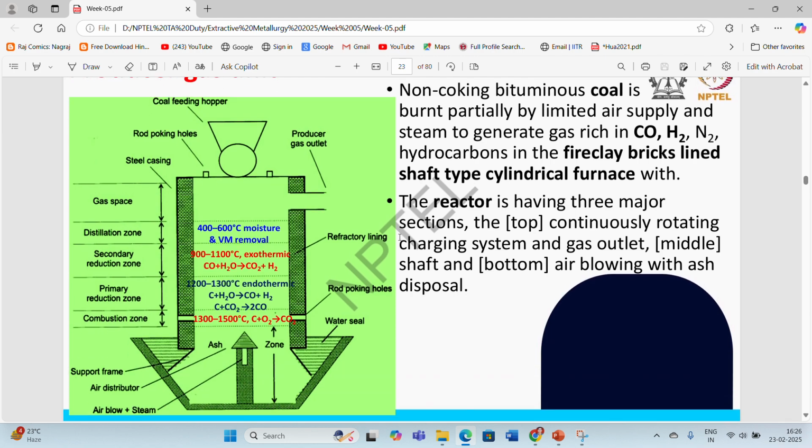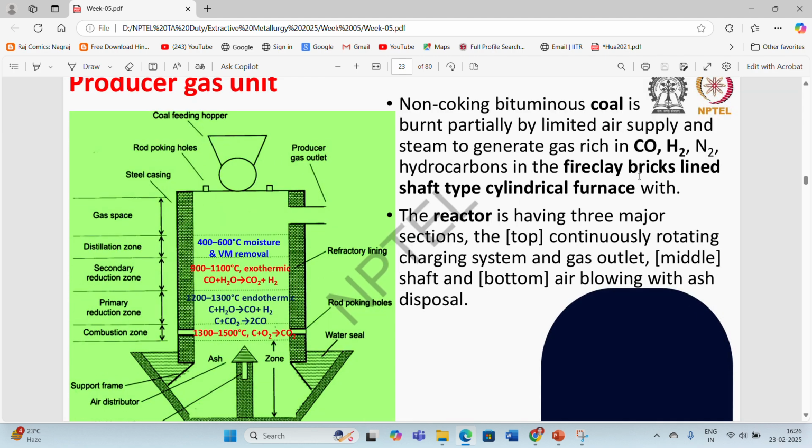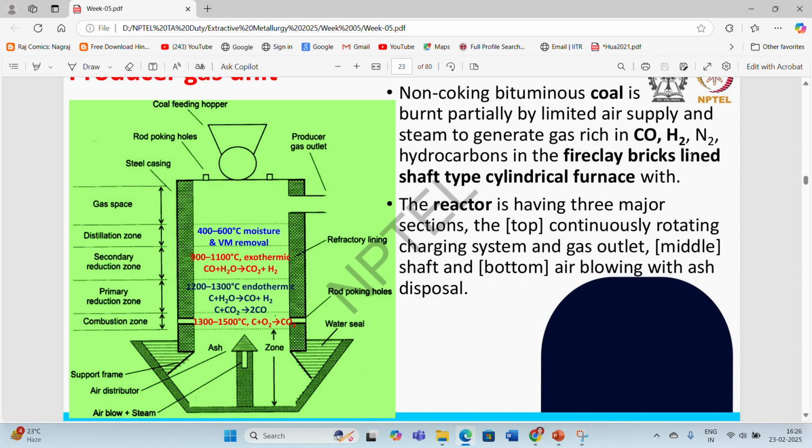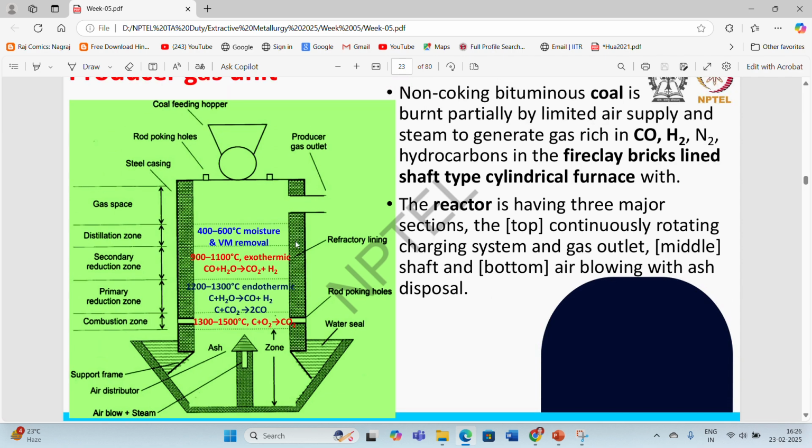Now we will talk about the producer gas unit. Non-coking bituminous coal is burned partially by limited air supply and steam to generate gas rich in CO, H2, N2 and hydrocarbons, in a fire clay brick lined, shaft type cylindrical furnace, with the reactor having three major sections, a continuously rotating charging system and gas outlet, and shaft air blowing with ash disposal.